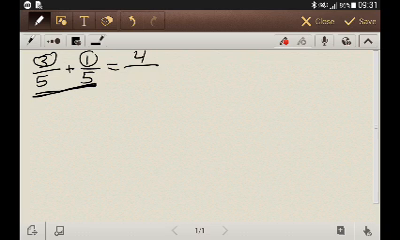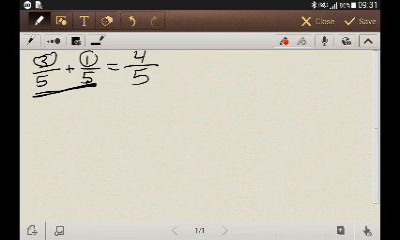And here in the denominator, you don't do anything to the denominators. You have 5, 5, so you should put 5. The same denominator goes down. You don't add them, you don't subtract them, you don't do anything to them. The same denominator goes down.